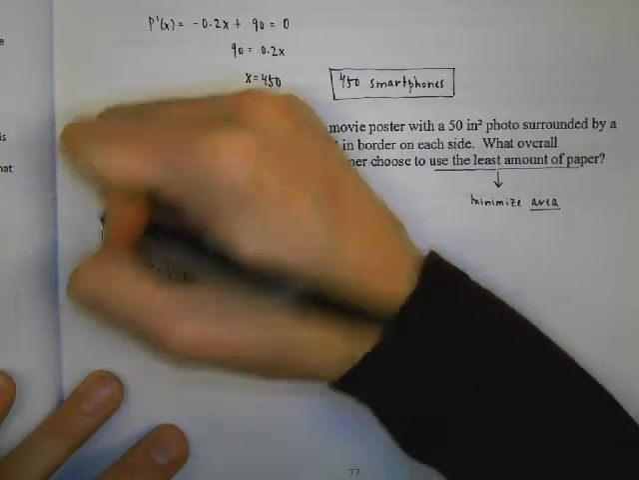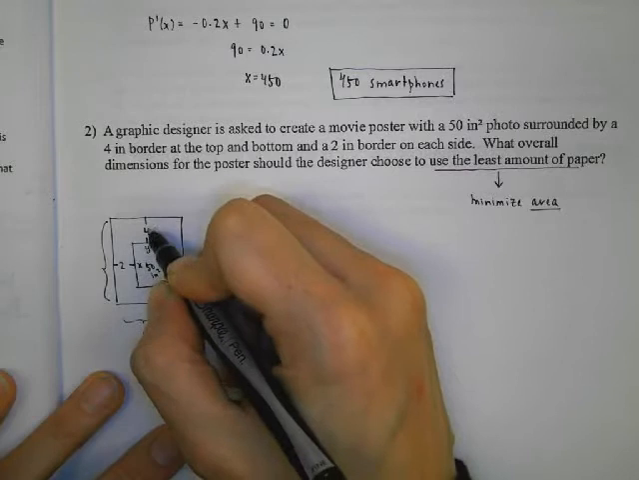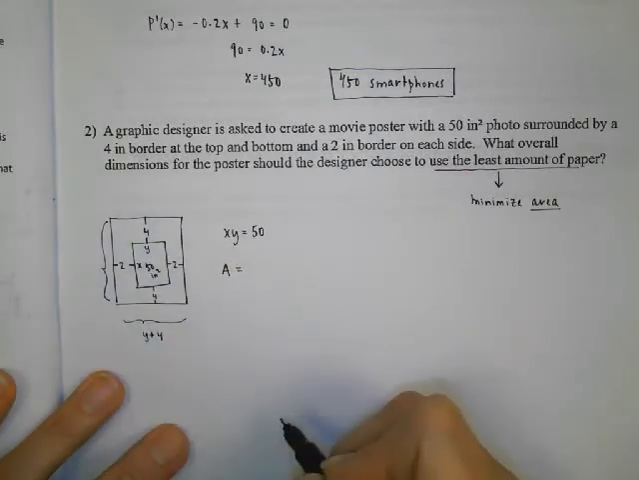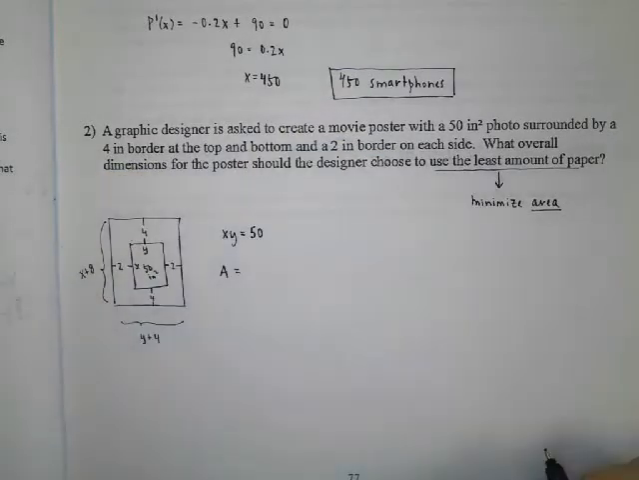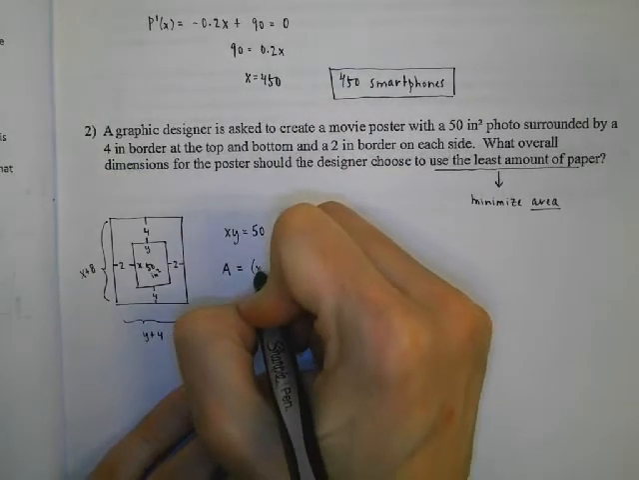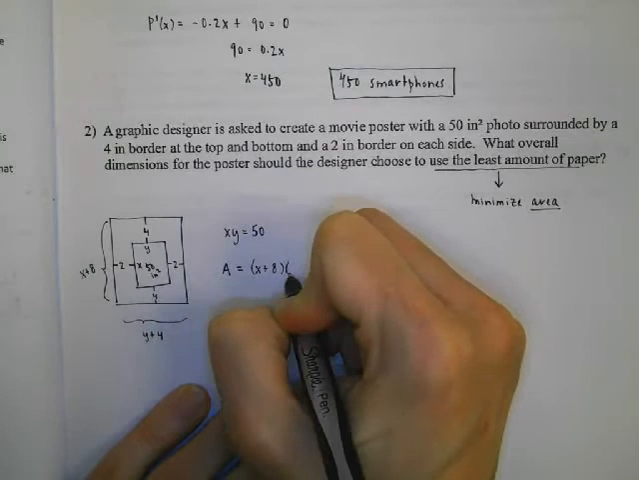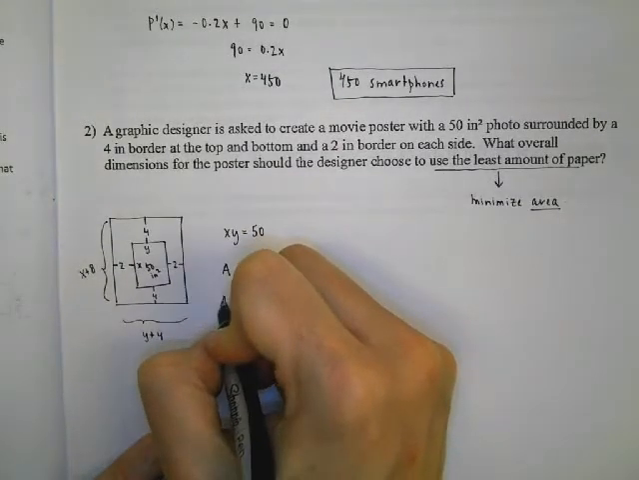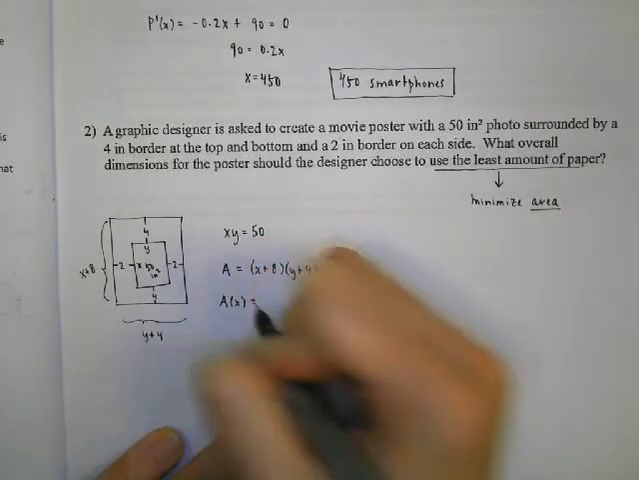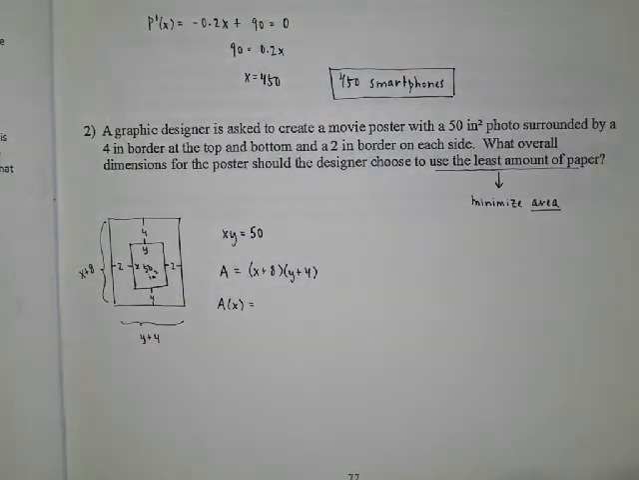Similarly, if the height of my poster was X, and I have a border on each side of 4, my height is going to be X plus 8. So my area is going to be X plus 8 times Y plus 4. But again, what I really am looking for here is an area function just in terms of X, so that I can go ahead and do my differentiation and solve.